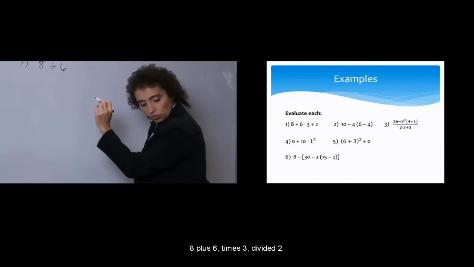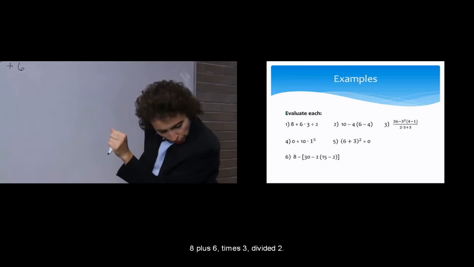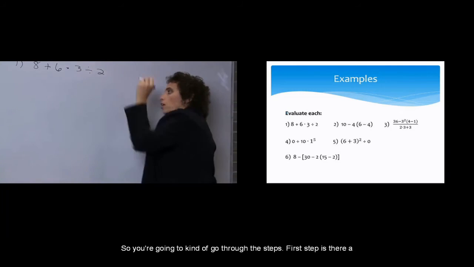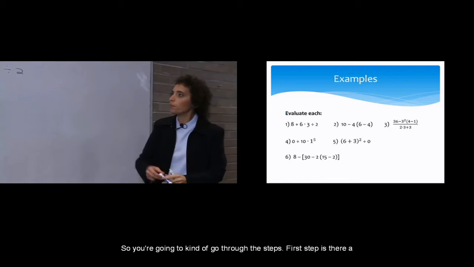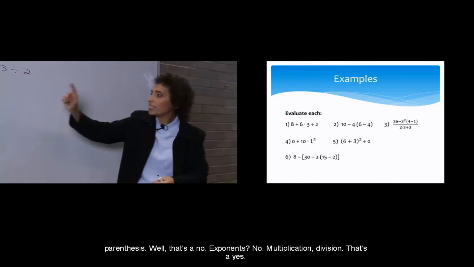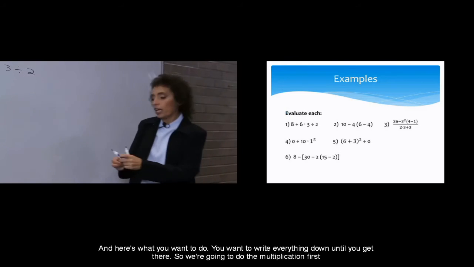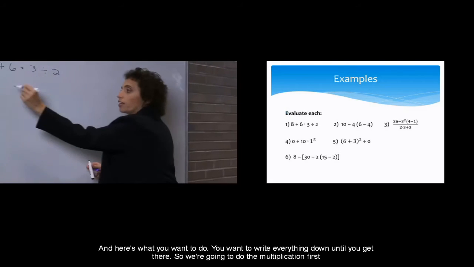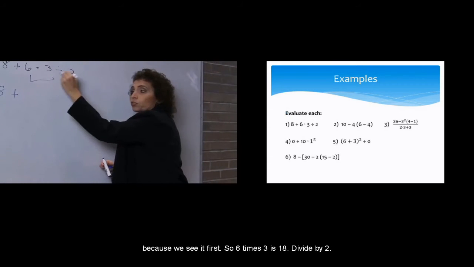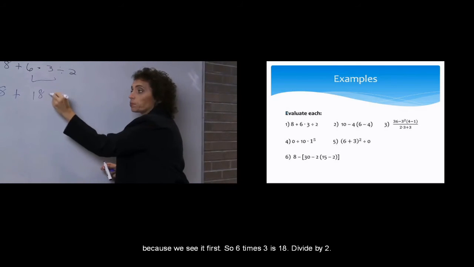8 plus 6 times 3 divided by 2. So you're going to kind of go through the steps. First step is, are there parentheses? Well, that's a no. Exponents, no. Multiplication, division, that's a yes. And here's what you want to do. You want to write everything down until you get there. So we're going to do the multiplication first because we see it first. So 6 times 3 is 18.